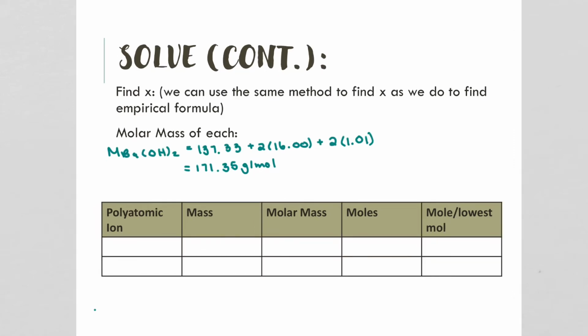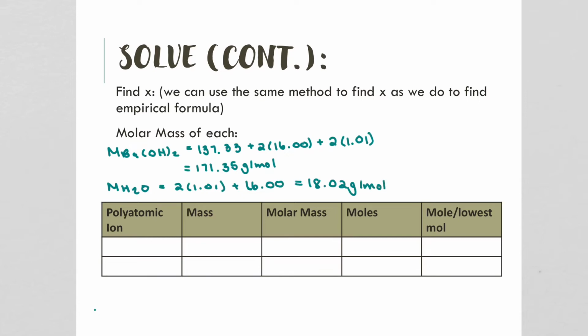And now we'll find the molar mass of water. So that's equal to 2 times the molar mass of hydrogen plus 16.00 grams per mole. So that's 18.02 grams per mole for water. So now we can start putting this information in our table.